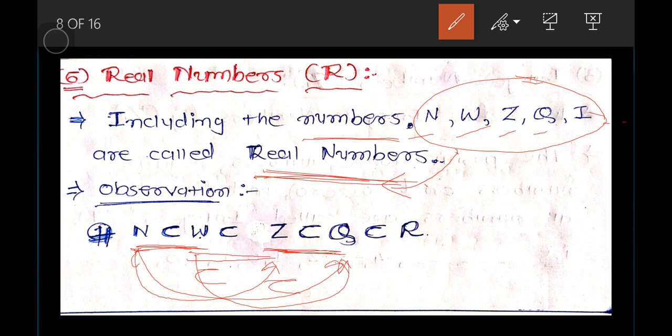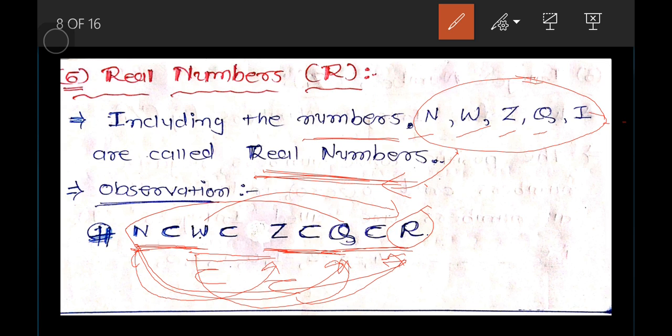And at last, Q is a subset of R. So we can say that Z is a subset of R, W is a subset of R, and N is a subset of R. And we can say that R is a superset, in which all these numbers are included. So this was about this observation.